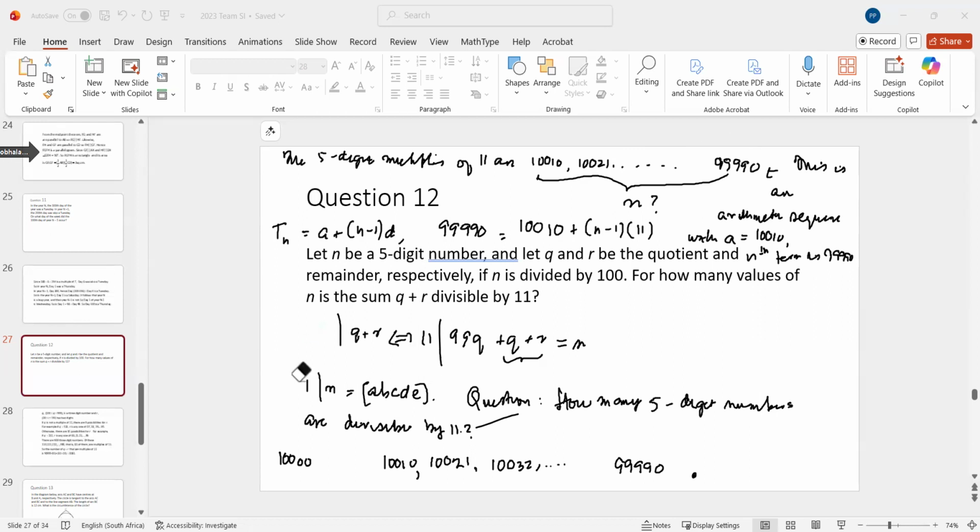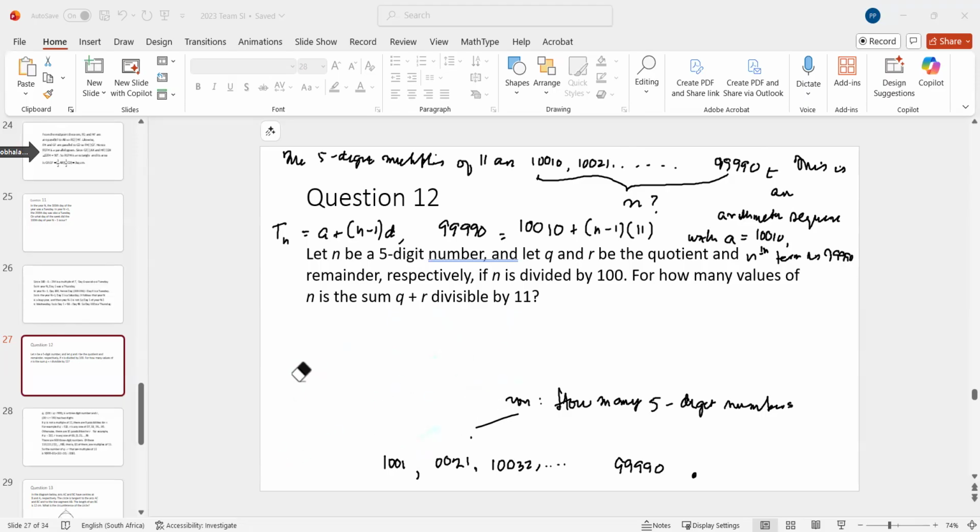What is n? See, so this problem here is actually an interesting problem for giving you the application of the arithmetic sequences, but it's very cleverly disguised, so that you don't see it.